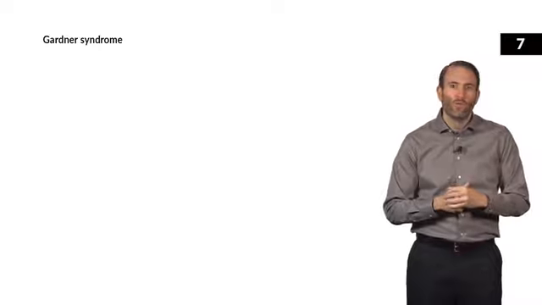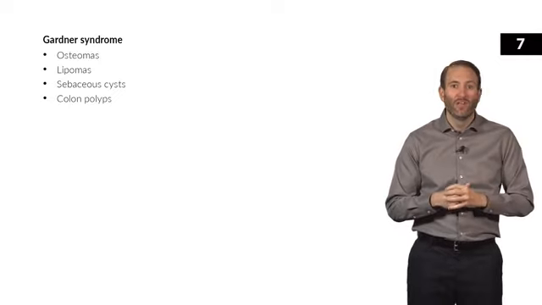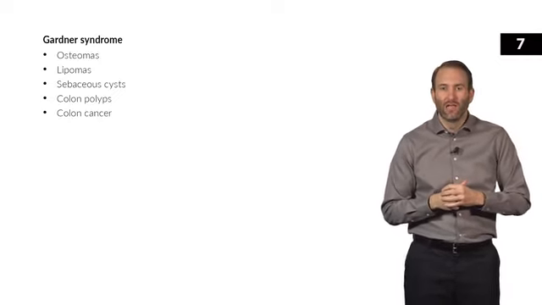So Gardner syndrome will result in osteomas, lipomas, sebaceous cysts, colon polyps, and then colon cancer develops later in life as well. All right, so now we have another scenario.